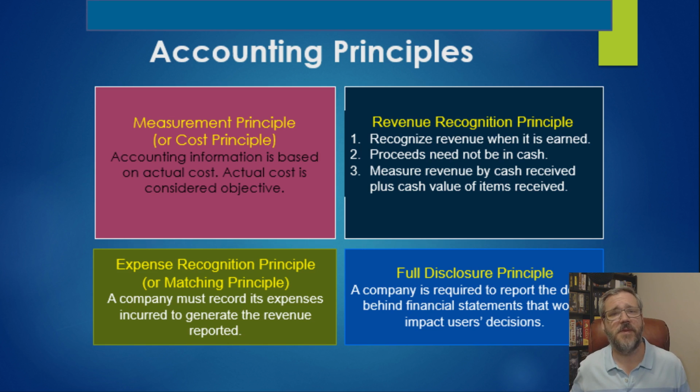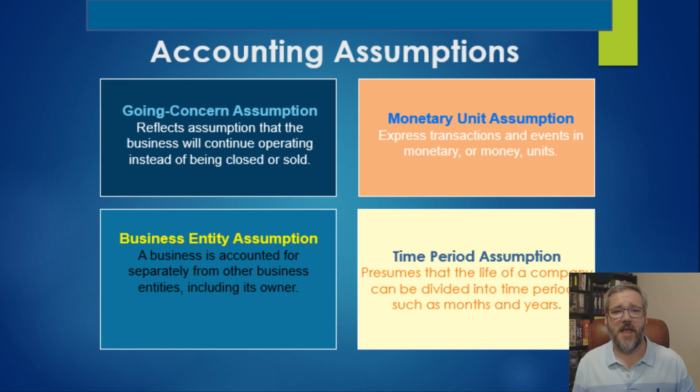Full disclosure principle basically just says that we are disclosing everything that is relevant to investors in order to make a decision. A few assumptions to look at as well. The going concern assumption basically means that we are anticipating this business will remain in business for the foreseeable future, which is really just in the next coming year.